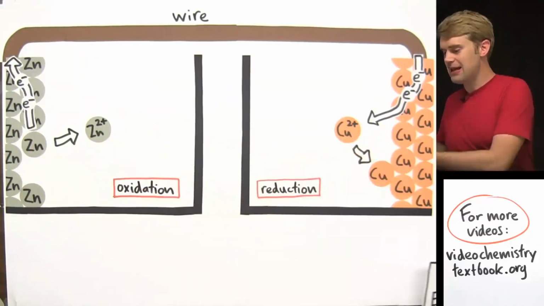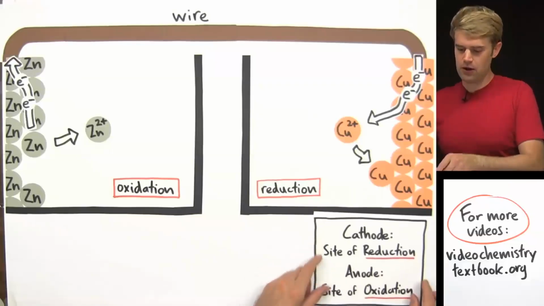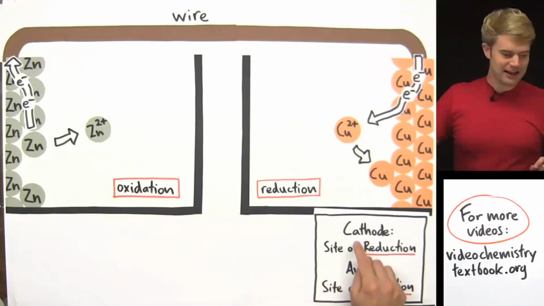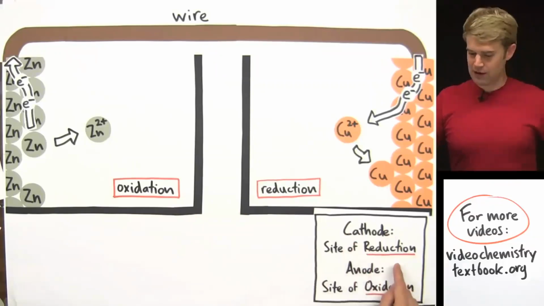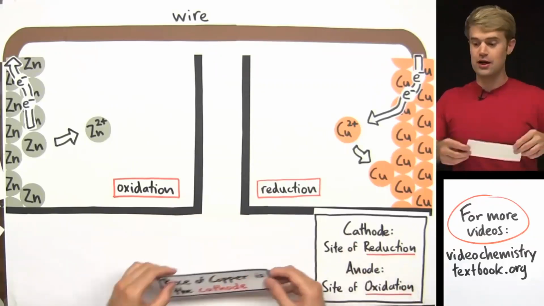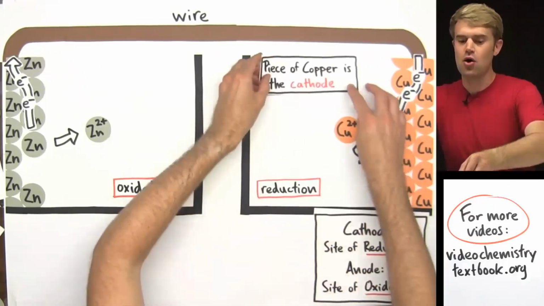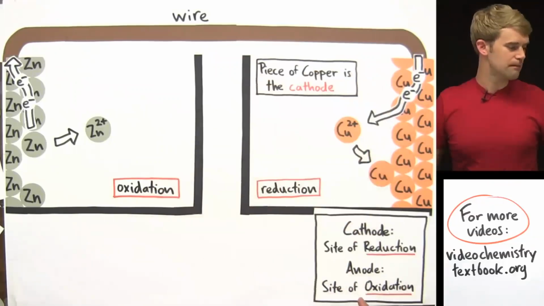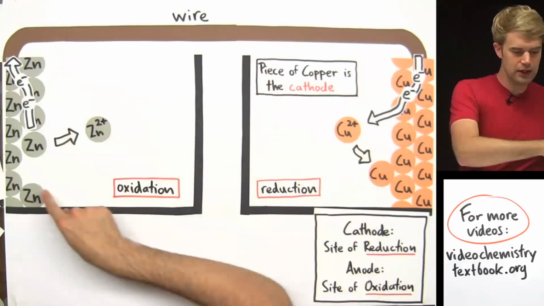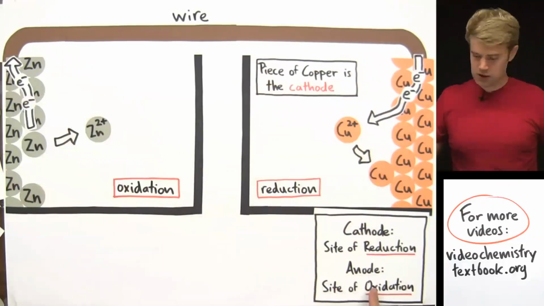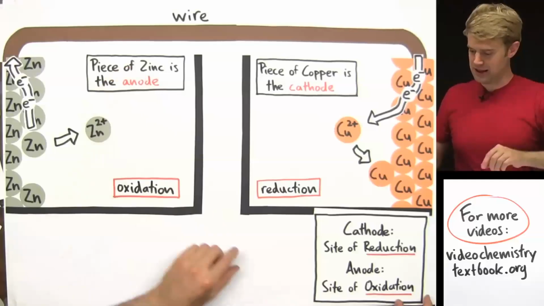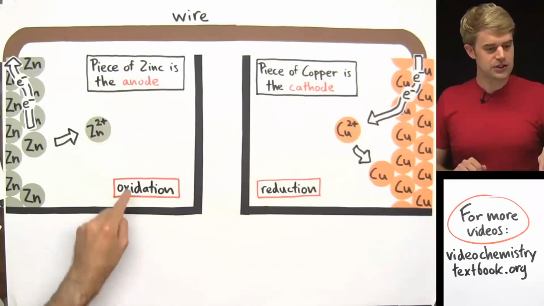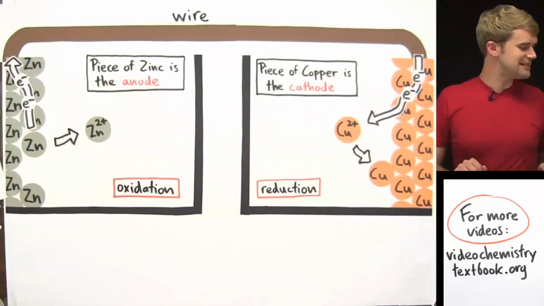Now, we can give names to these two parts of the voltaic cell based on whether oxidation or reduction takes place. So the cathode is the name that we give for the site of reduction, where reduction happens. So reduction is happening here, which means that the piece of copper is the cathode, the site of reduction. And the piece of zinc over here is where oxidation is happening. So the piece of zinc is going to be the anode. So reduction at the cathode on copper, oxidation at the anode on zinc.